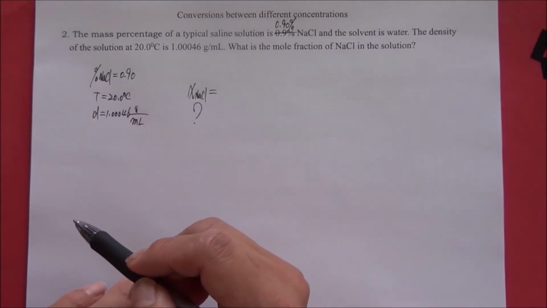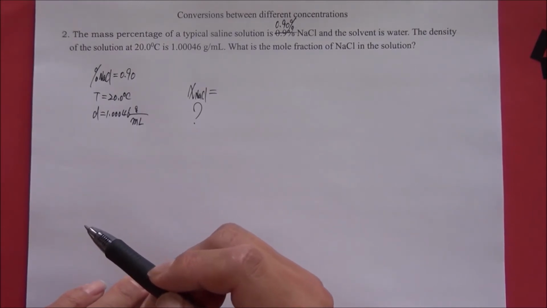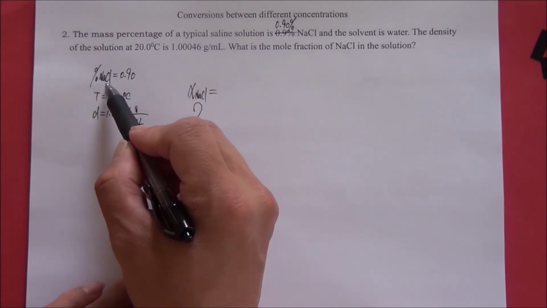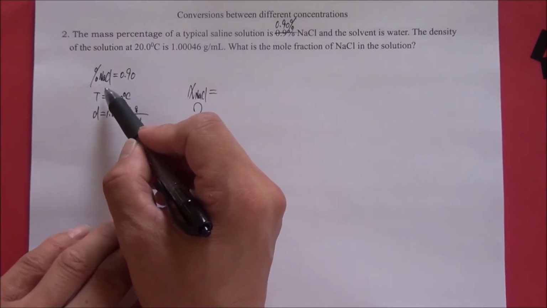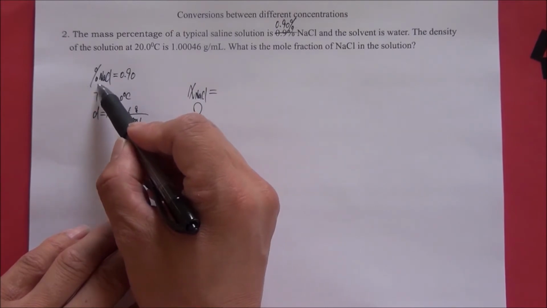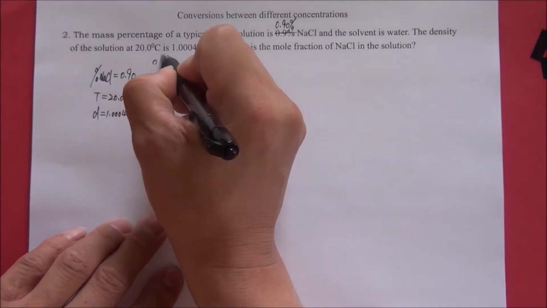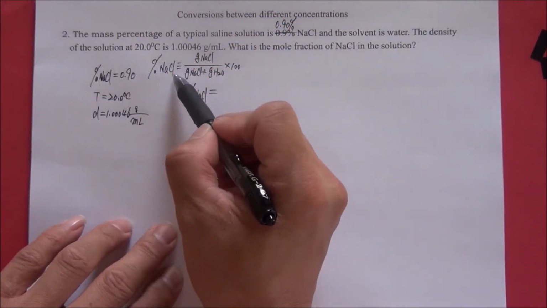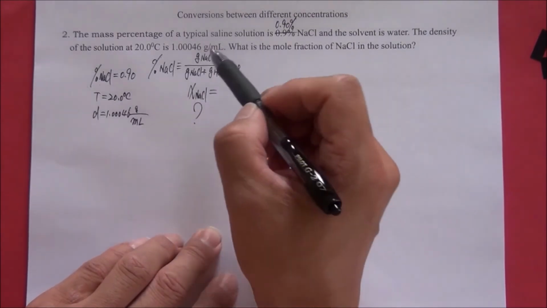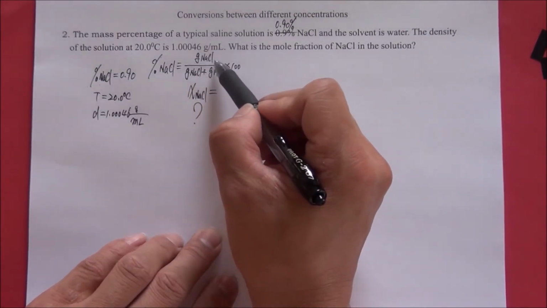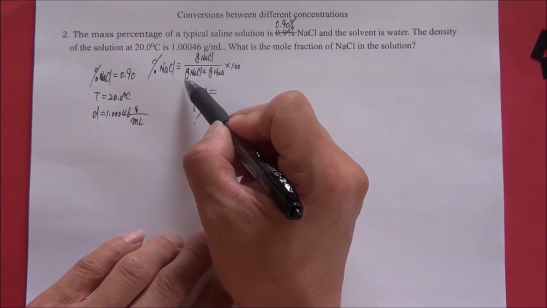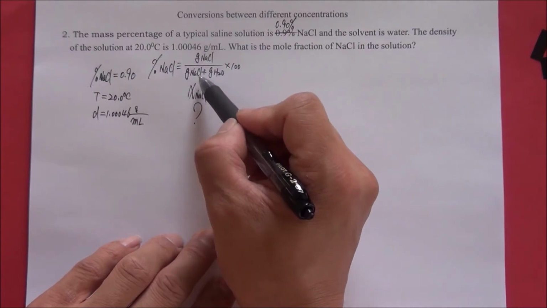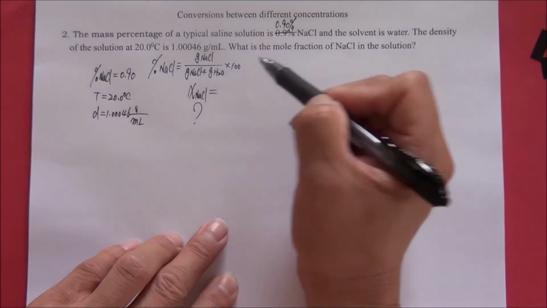Let's conduct some analysis. Let's say what kind of calculations we need in order to find the solution for this problem. Here shows the percentage of sodium chloride. Let's look at the definition of the percentage of sodium chloride first. The percentage of sodium chloride is defined as the mass of sodium chloride divided by the mass of the solution, which is the total mass of sodium chloride and water, multiplied by 100.